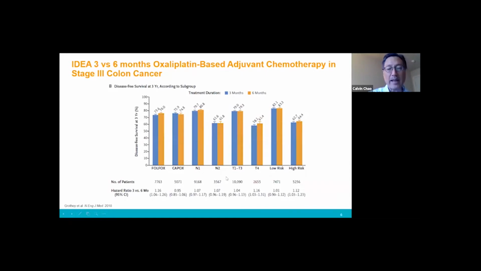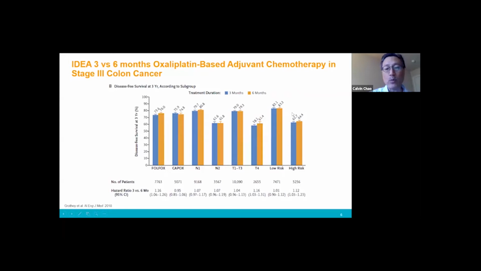And as we look at the IDEA study breakdown, this is from the landmark New England Journal article from Axel Grothey, we see that stage 3 patients, whether they are low risk or high risk, actually don't have as terrible an outcome as we once saw maybe 15 to 20 years ago. What we see is that the increment of adding 3 extra months of oxaliplatin doesn't get you so much. Even in the high risk, the amount of extra benefit is really only a couple of percent. And so I think this is worth keeping in mind.